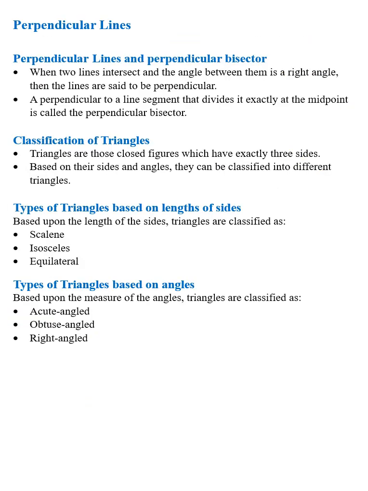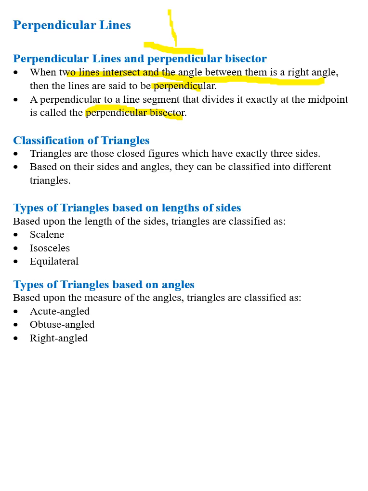Next is perpendicular lines and perpendicular bisector. When two lines intersect and the angle between them is a right angle, then the lines are said to be perpendicular, and we write perpendicular like this, if you understand. A perpendicular to a line segment that divides it exactly at the midpoint is called a perpendicular bisector. Whereas the line is divided into two equal halves, then we call it a perpendicular bisector.